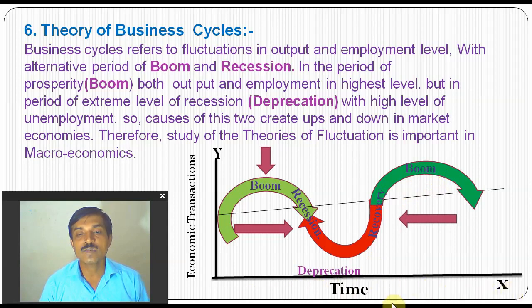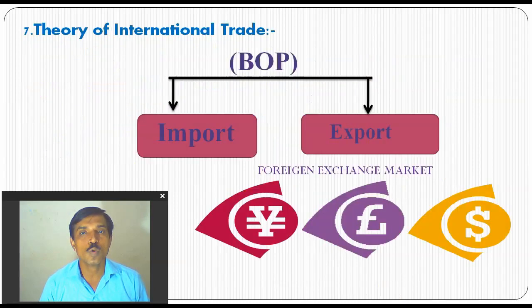On the x-axis we measure the time, and on the y-axis we measure the economic transactions. When the economic transactions are above the normal level of transaction, it is called the boom, and when the economic transactions are lower than the normal level of transaction, it's called the depression. So the theory of business cycle, their impact and the measures on the business cycle are the subject matter of macroeconomics, explained in the macroeconomics scope.